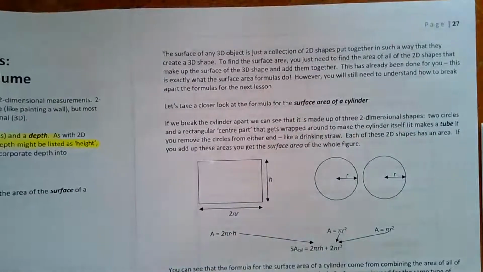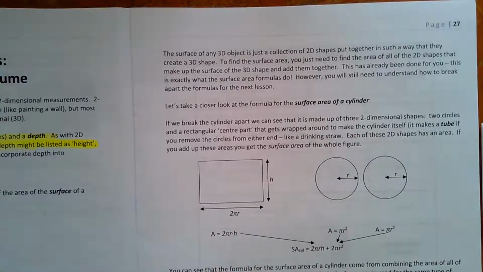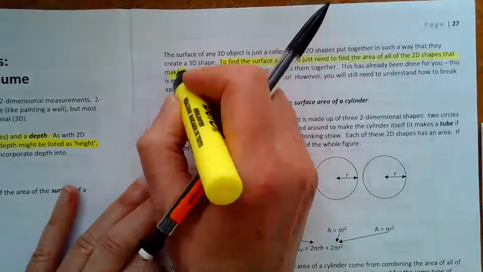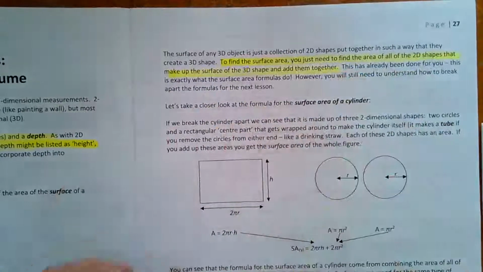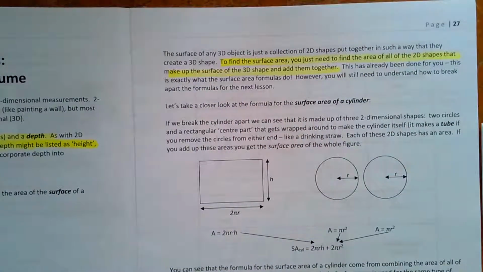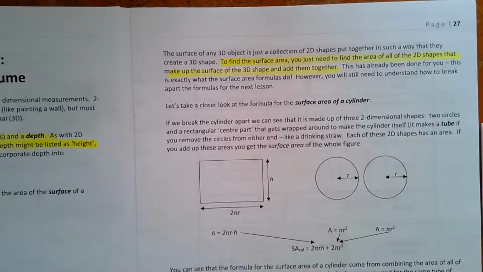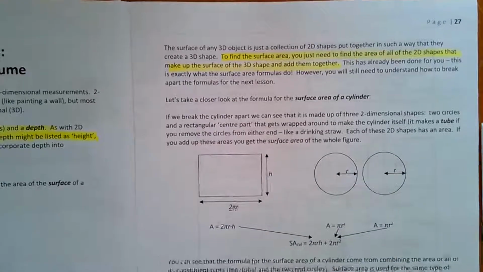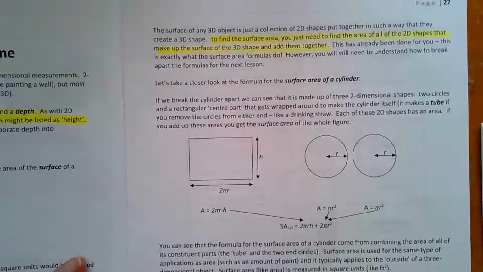put together in such a way that they create a 3D shape. Okay, so to find the surface area, you need to find the area of all of the two-dimensional shapes and add them together. Since that would be very difficult to do by hand, and especially for very large objects, for example, what if the cylinder represented a grain silo in the middle of a farmer's field? It would be far too difficult to measure that by hand. So we're going to take a look at the formula for the surface area of a cylinder.